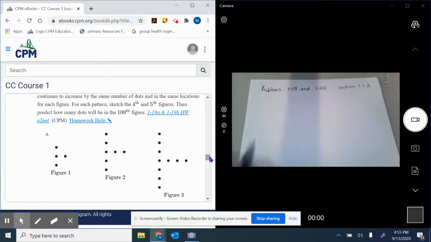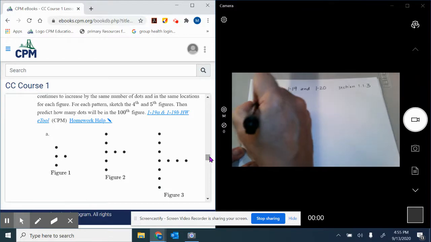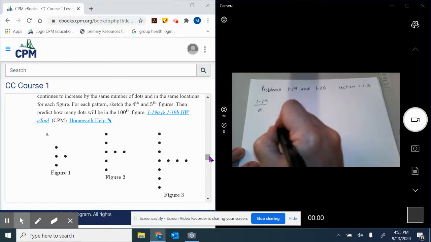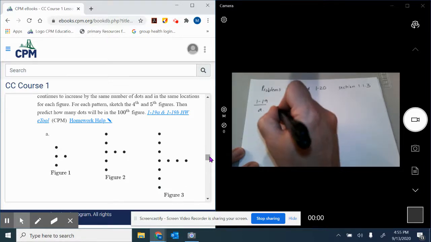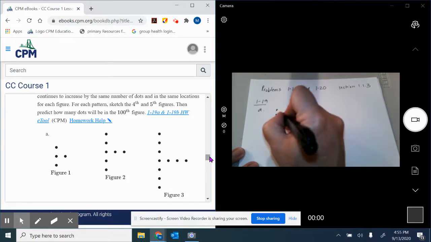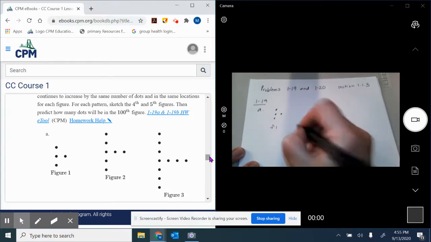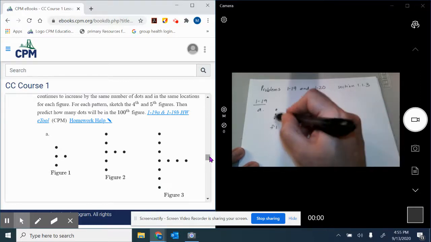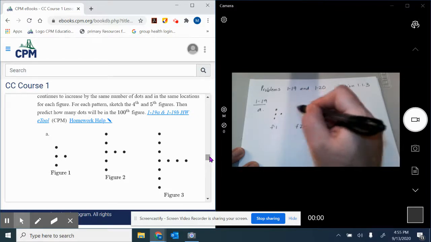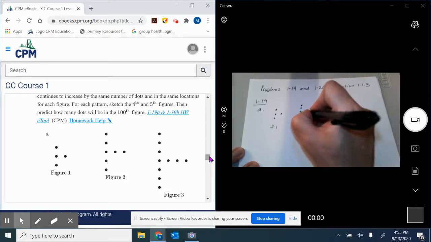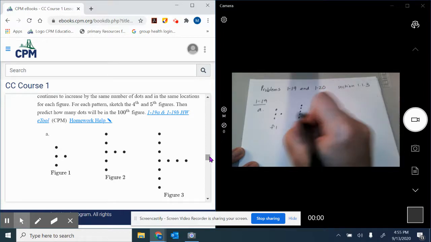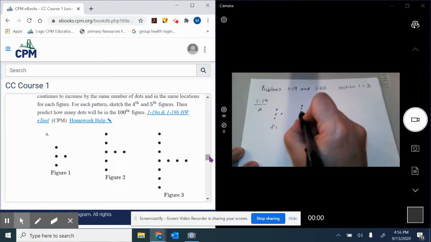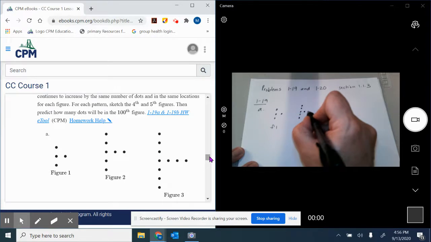Okay, so we're back. Let's talk about 119 and let's talk about A. So that figure, if I look at figure 1, it appears to just be 3 dots and 1 dot. If I go to draw figure 2 and I count, instead of 3 dots vertically, I now have 5. So 1, 2, 3, 4, 5. And going across horizontally, instead of having 1, I had the 1 and now I've added another one.